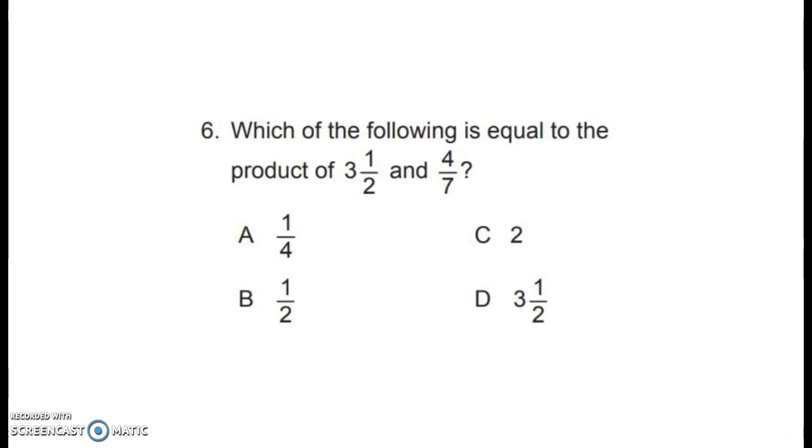Which of the following is equal to the product of 3.5 and 4/7? A, 1/4. B, 1/2. C, 2. D, 3.5.